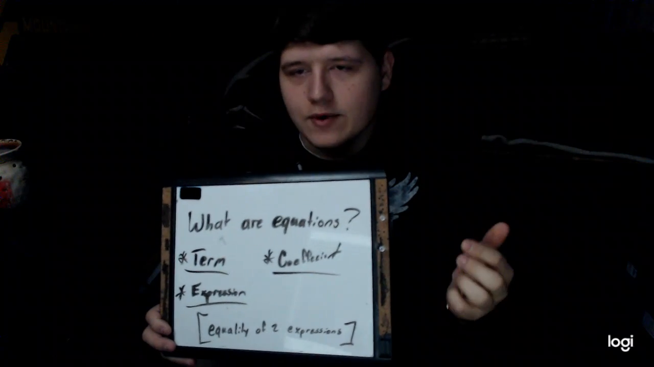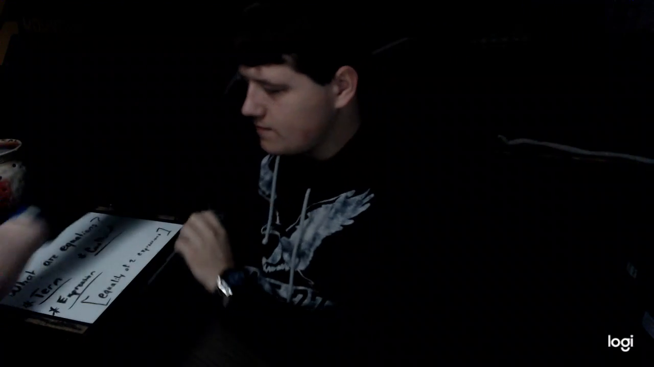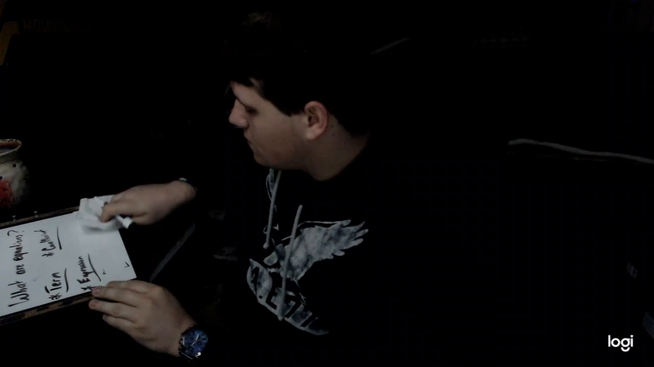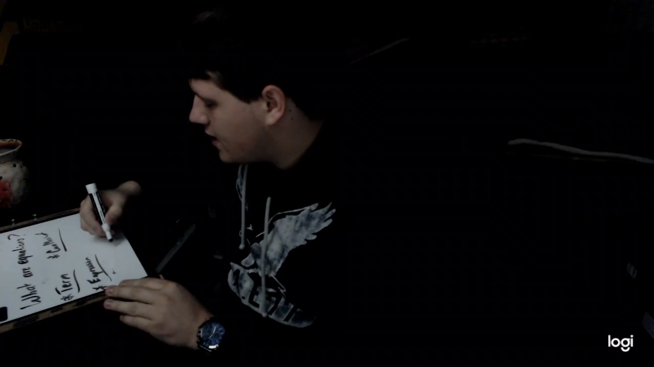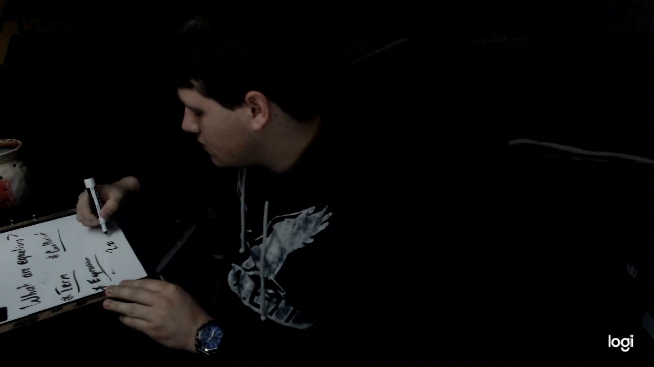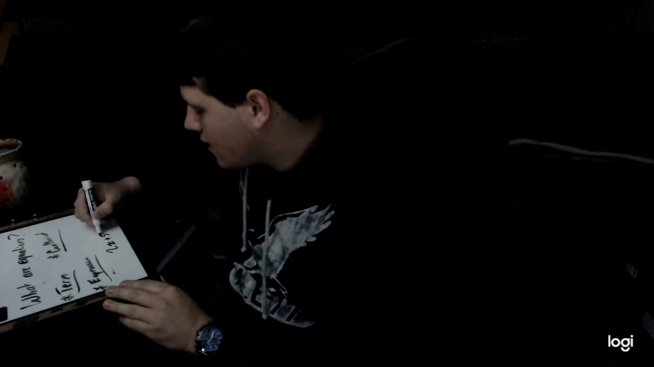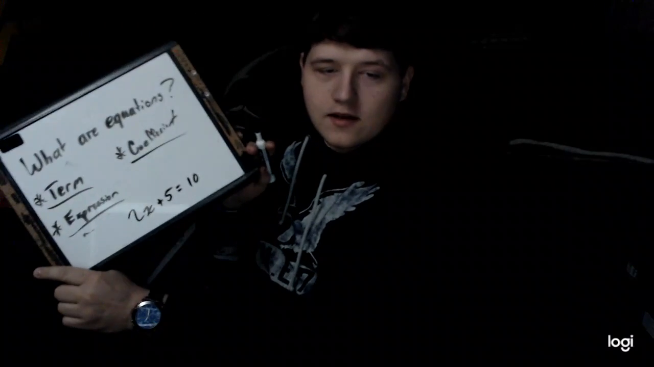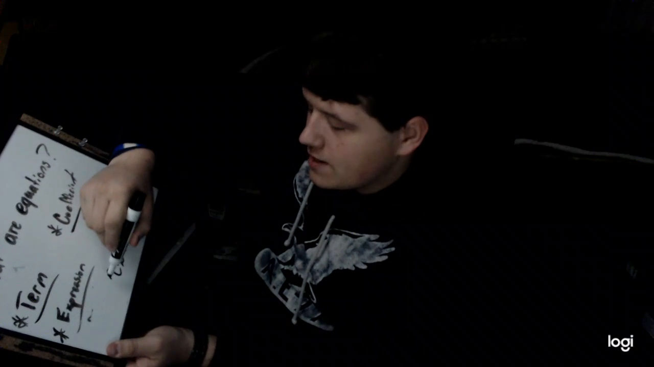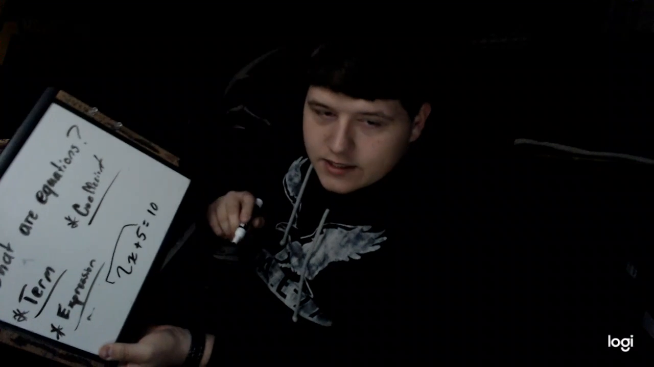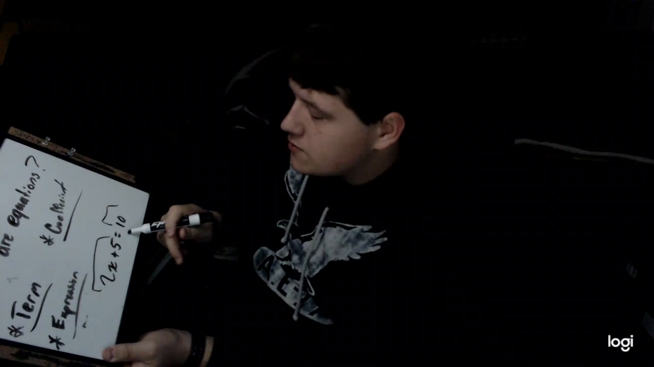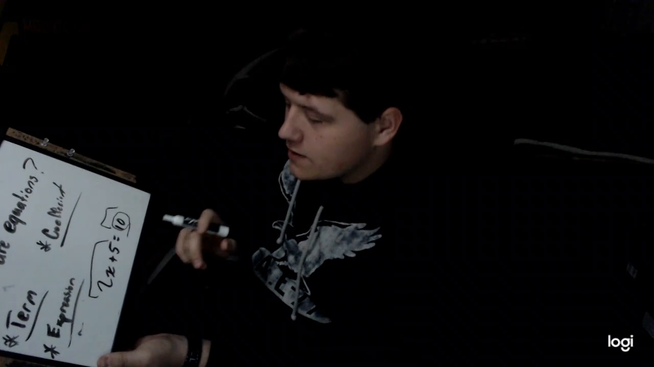So for example, I'll make a little example here. We can have 2x plus 5 equals 10, for example. Now this can be an expression. For example, this can be one side of the expression and this is the other side of the expression. And usually the answer is called a term.